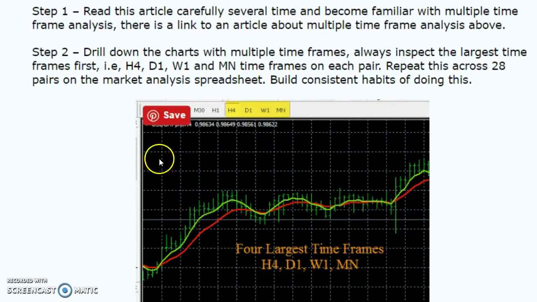First thing you want to do, here's the indicators you're going to use, the trend indicators. And look, there's a little bit of a breakout point there. It probably broke out right here too. Here's the 4 larger time frames. You're going to look at the 4 larger time frames first for 28 pairs. It's your largest time frames out of the 9 time frames that we use on the MetaTrader platform.